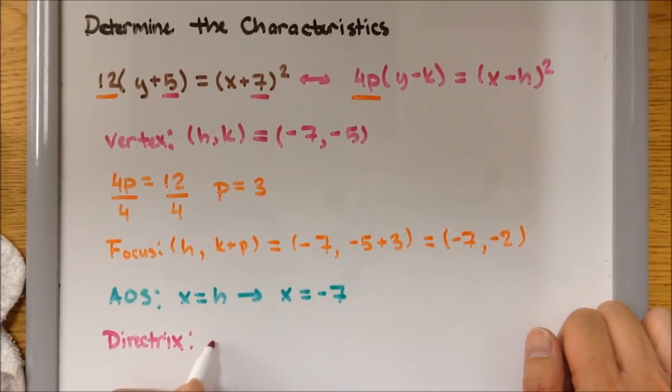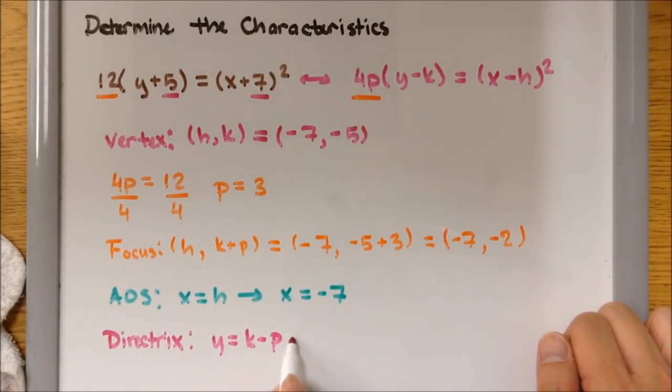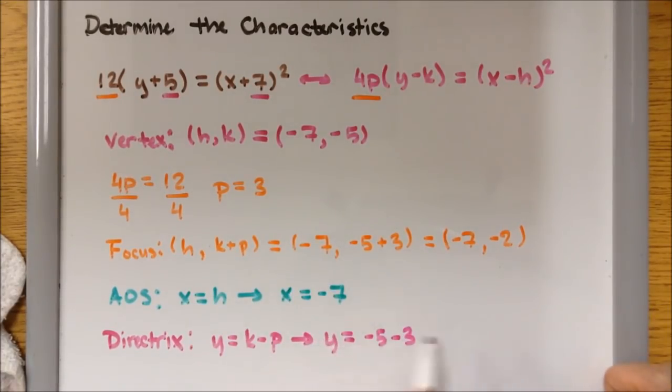And then the formula is going to be y equal k minus p. So y is going to equal k, which is our -5, minus p, which is 3. So essentially that's going to be y equal -8. So those are the 4 characteristics of the equation of the parabola in our first example.